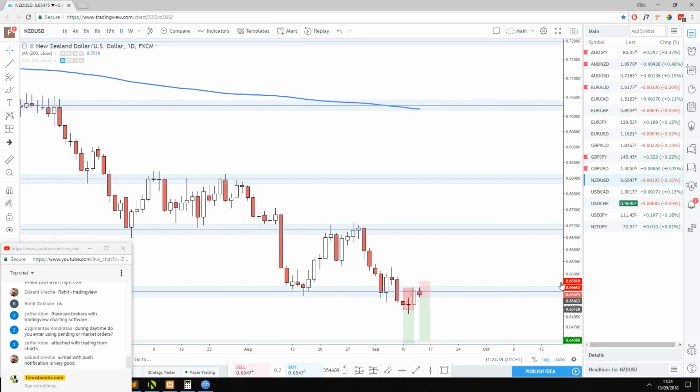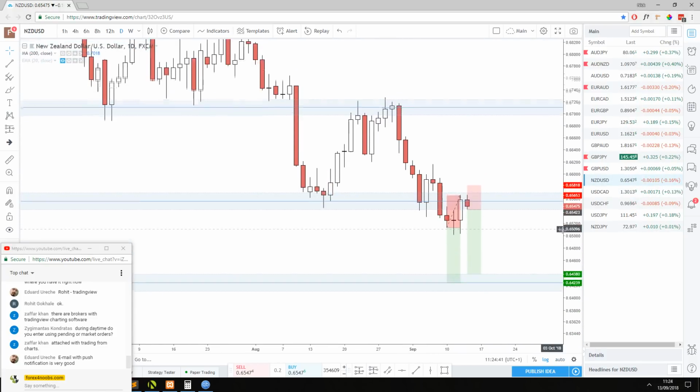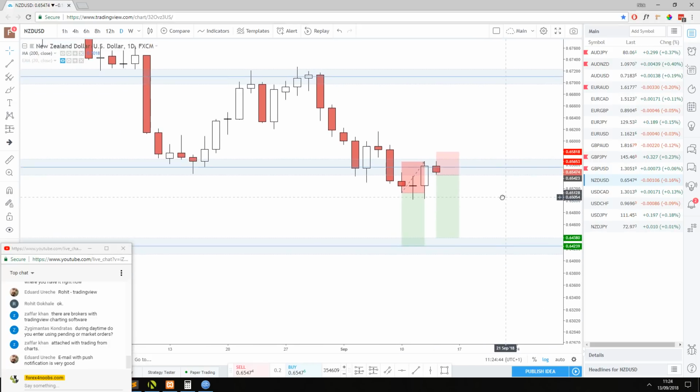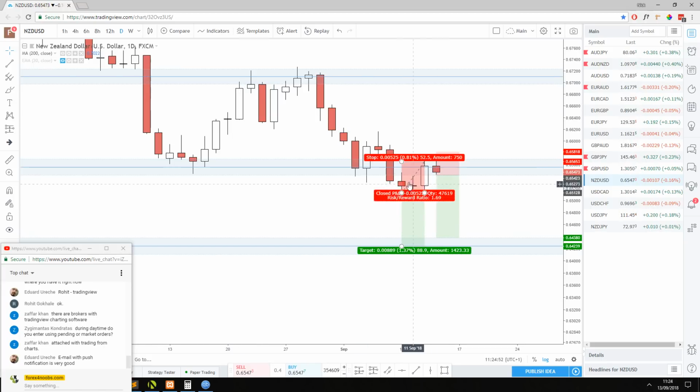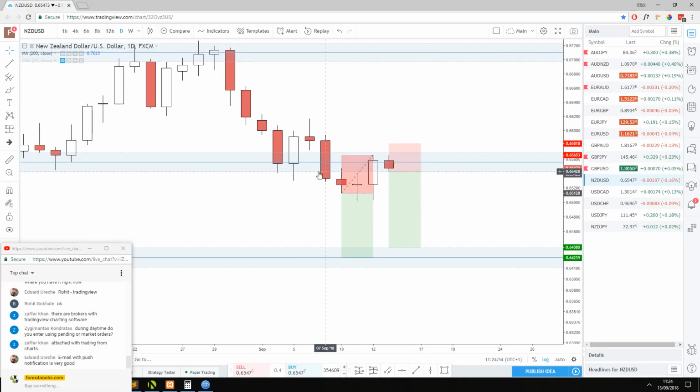Right, New Zealand USD. This one is one I'm kind of excited about. Now, there's a few things I want to mention about New Zealand USD. I got stopped out here yesterday. I was short for a continuation. Yesterday we had a surprise spike, and that spike took me out by half a pip. So I thought I had a safe stop loss, and I guess it was relatively safe. It was just half a pip off.